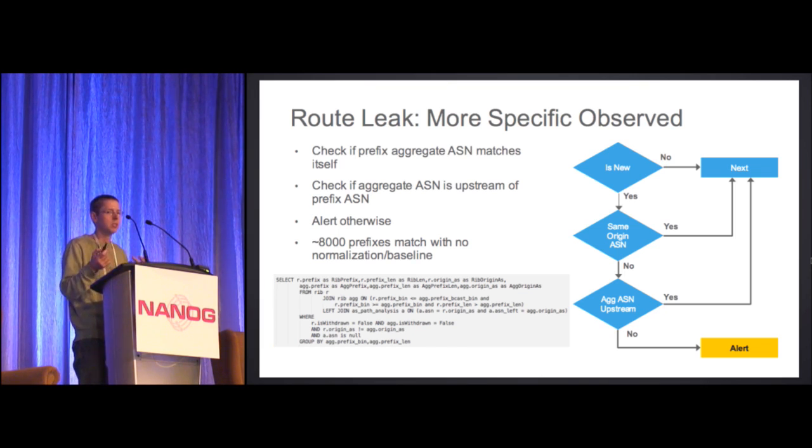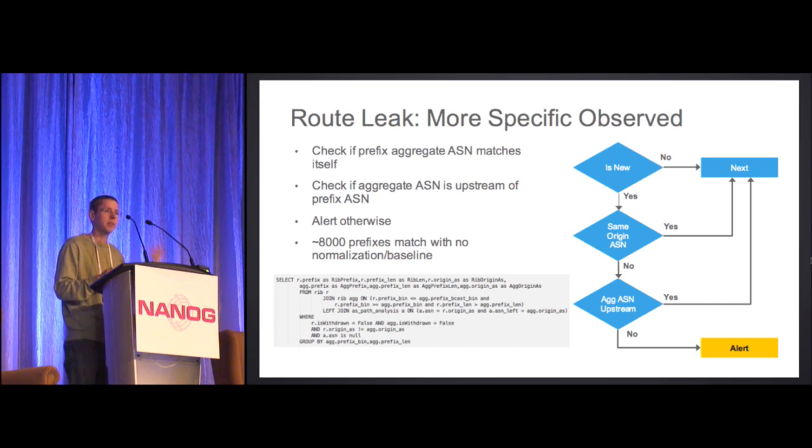And if they match, then chances are this one's probably okay, because at least the originating ASN is the same as this new specific that's coming in. We still have other checks that we'll do on it, but if they're the same, we'll let it slide through at this point. If the ASN is not the same, so the aggregate is a different AS than the more specific, then we'd want to look at the upstream list.